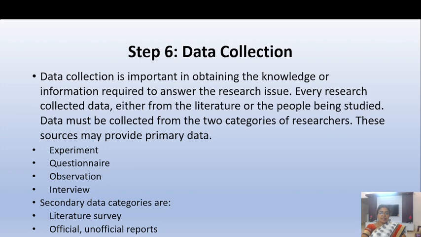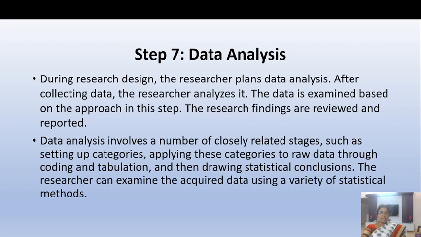Then sixth step, data collection. Data collection is important in obtaining the knowledge or information required to answer the research issue. Every research collects data either from the literature or the people being studied. Data must be collected from the 2 categories of researchers. The sources may provide primary data, secondary data, questionnaire, observation, interview, etc. Secondary data classifies into literature survey, official and unofficial reports, and approach based on library resources.